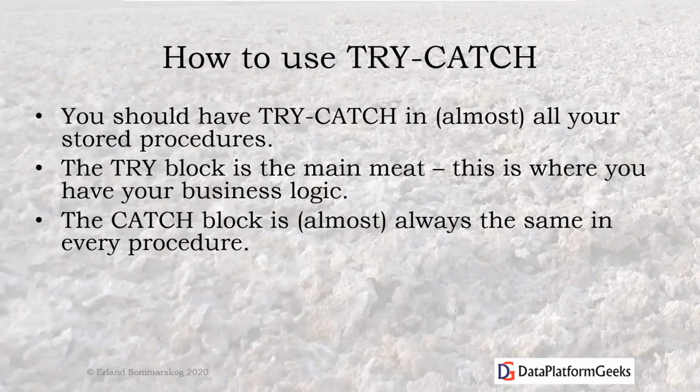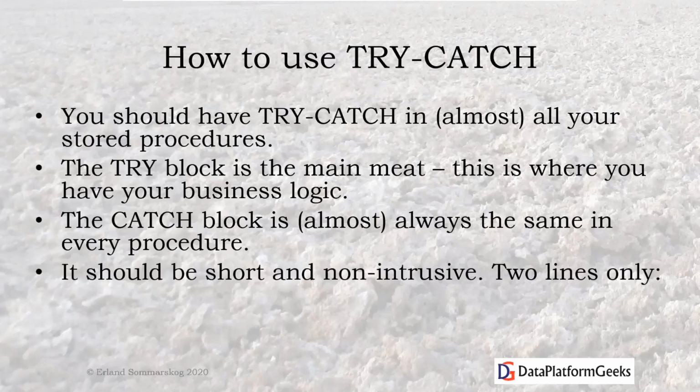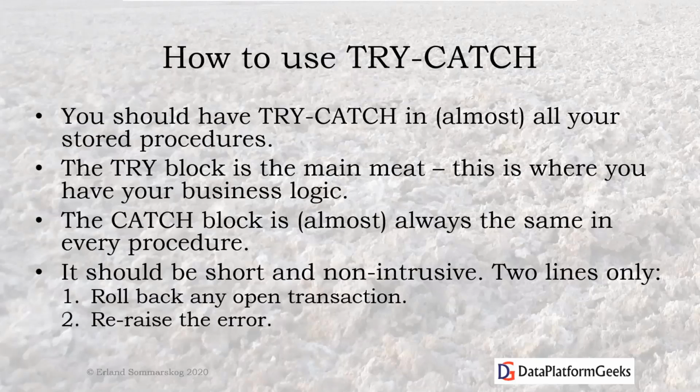Now, since the catch block is always there in the same procedure, it must be short and non-intrusive. I've seen people posting code on the forums where the catch block has been almost longer than the try block, and that makes no sense at all. Because again, it should be the same everywhere, so it could almost be a macro. You need 2 lines, that's all you need. One to roll back any open transaction and one to re-raise the error. And why do you need these lines?